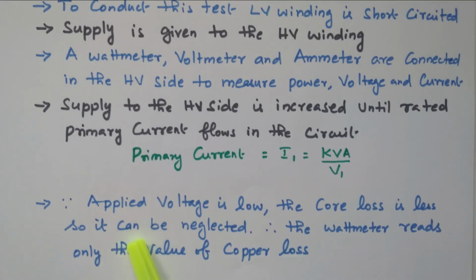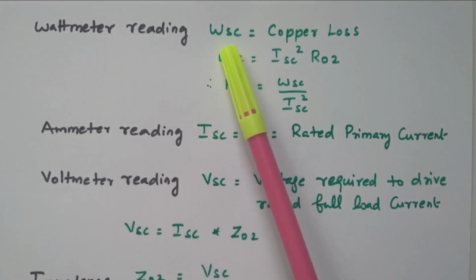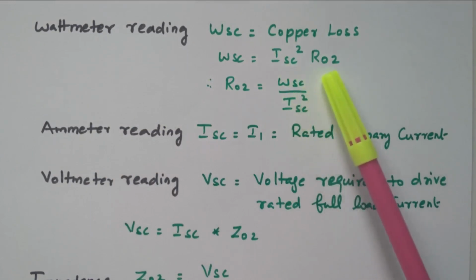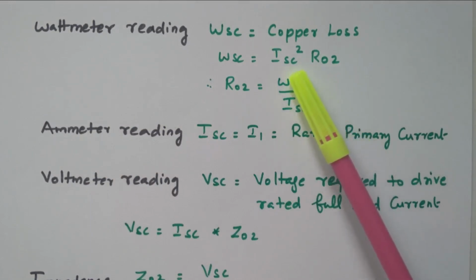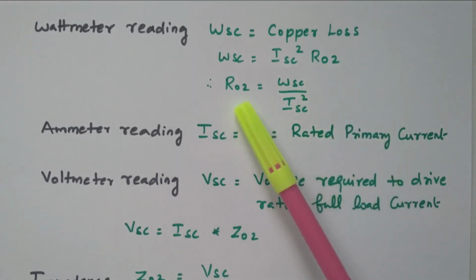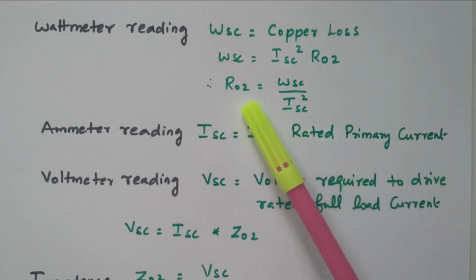Total loss is iron loss plus copper loss. Because of low voltage, the iron loss is neglected. Only the copper loss is considered. So the wattmeter reading is nothing but the value of the copper loss. Therefore the wattmeter reading WSC, the short circuit power, is equal to the copper loss. Copper loss is ISC square into R02. This ISC is the short circuit current and this R02 refers to the secondary side. So R02 equals WSC divided by ISC square. So our one aim is to find this R02.